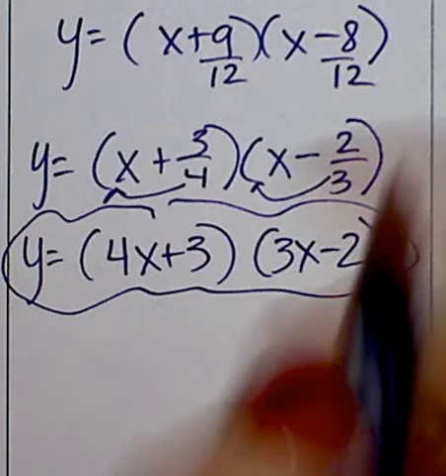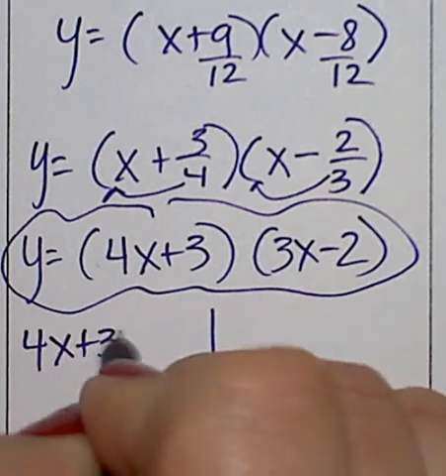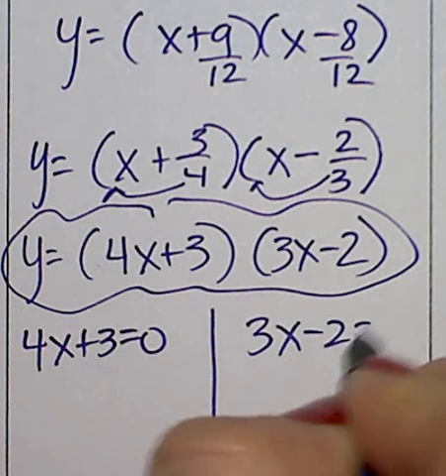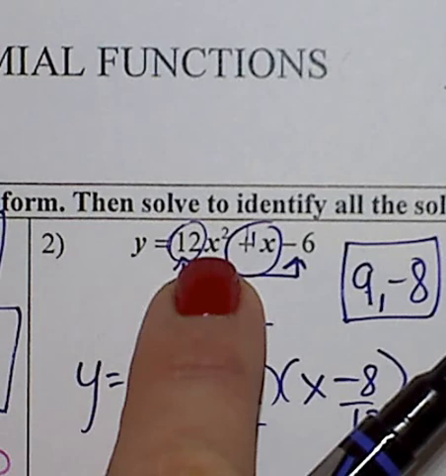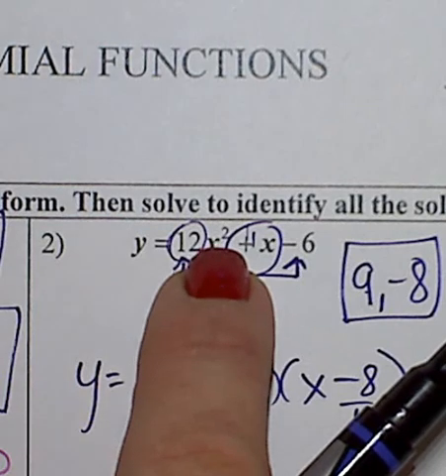Now, to actually solve, I'm going to take each parenthesis and set it equal to 0. Look back to the original problem. The degree of this problem, which refers to the highest exponent on a variable, is a 2. So that tells you how many answers you should have. You should have 2 answers.